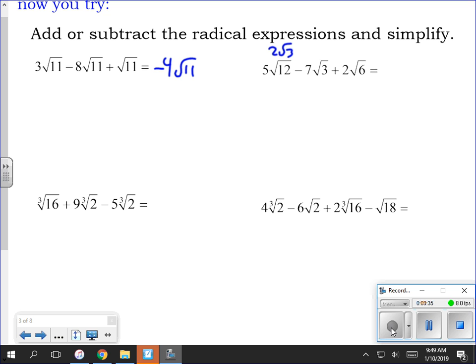Okay? So I have 5 of those, which means I multiply 5 times 2. So I get 10 root 3. That's what my first term is. I can't simplify the other 2, so I combine up the ones with the same. 10 root 3 minus 7 root 3. So I have 3 root 3 plus 2 root 6, and that's it. I can't do anything else.